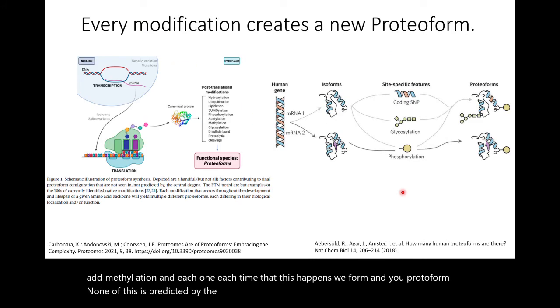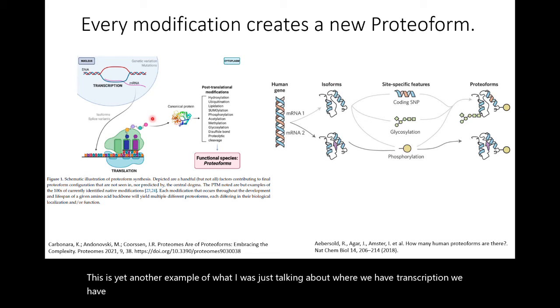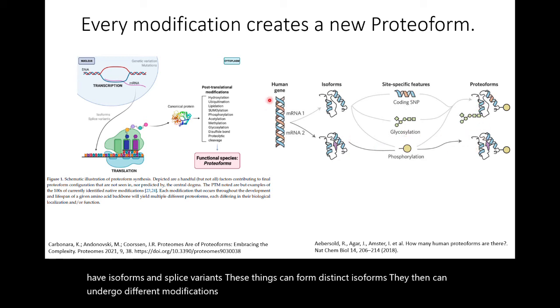So this is yet another example of what I was just talking about, where we have transcription, we have isoforms and splice variants. These things can form distinct isoforms. They then can undergo different modifications and create different proteoforms from a single gene sequence. This stuff is not predicted by the genome.